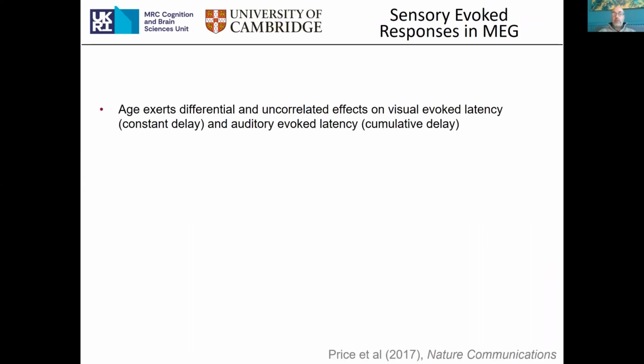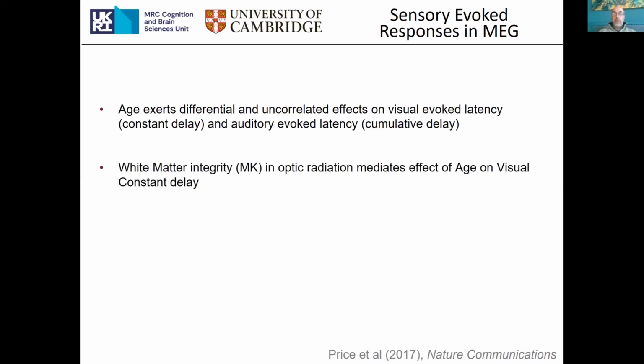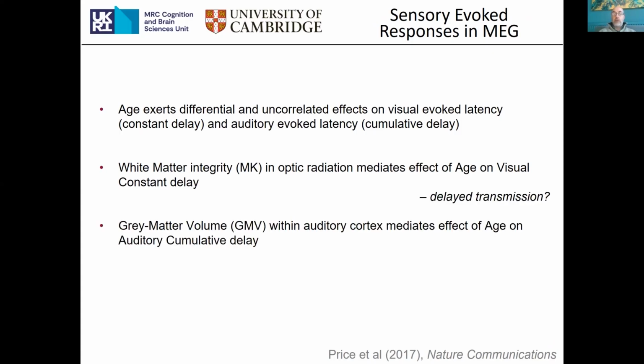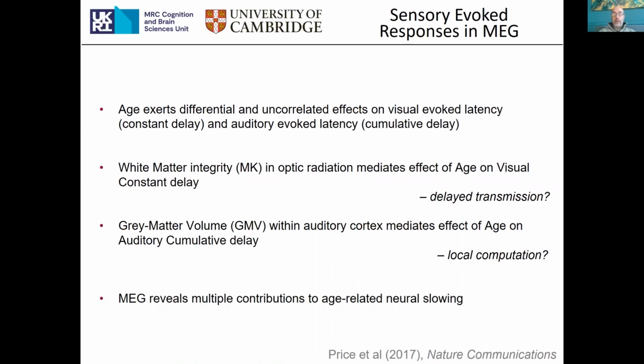So age exerts differential and uncorrelated effects on visual evoked latency, or constant delay, and auditory evoked latency, which is a cumulative delay. White matter seems to mediate the visual effect, consistent with delayed transmission of information with aging, whereas grey matter volume seemed to mediate the effects of age on the auditory cumulative delay, which we can speculate might reflect delayed local computation in the neurons in that part of the brain. But the bottom line is that MEG reveals multiple contributions to age-related neural slowing.